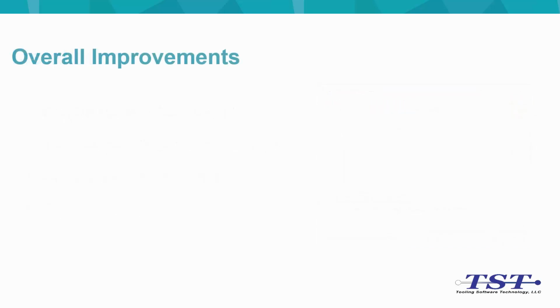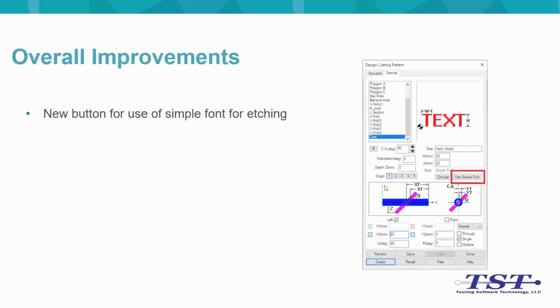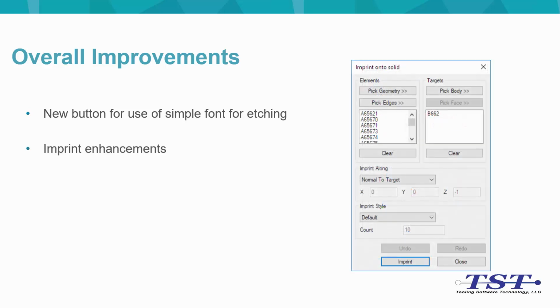The overall improvements to the system: there's a new button for use of simple font for etching. This can be found within the text command for pattern cutting, as well as imprinting enhancements for imprinting this text onto the solid. In previous versions, we saw issues where the text was not coming out as clear or legible, and this has been fixed.